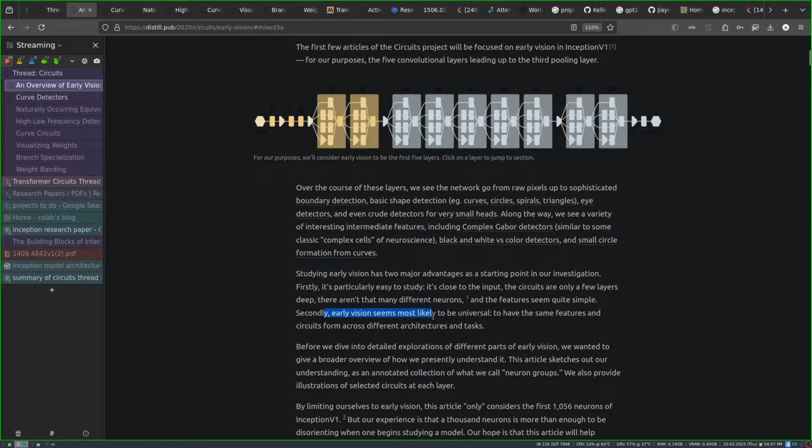Early vision models seem most likely to be universal. They have the same features and circuits across different architectures and tasks.